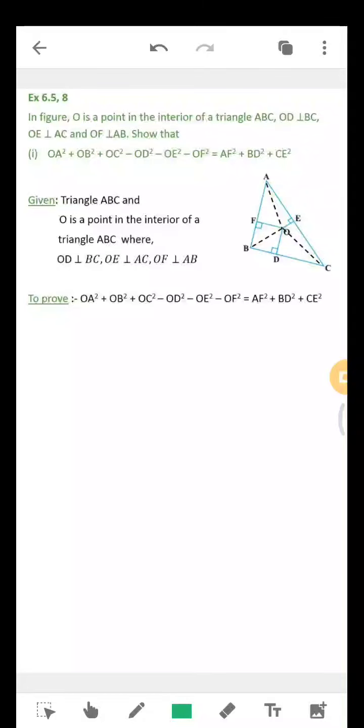Dear students, let's continue with question number 8 of exercise 6.5 today. It's given that in the figure O is a point in the interior of triangle ABC. The figure is given here. You can see O is a point in the interior of triangle ABC.